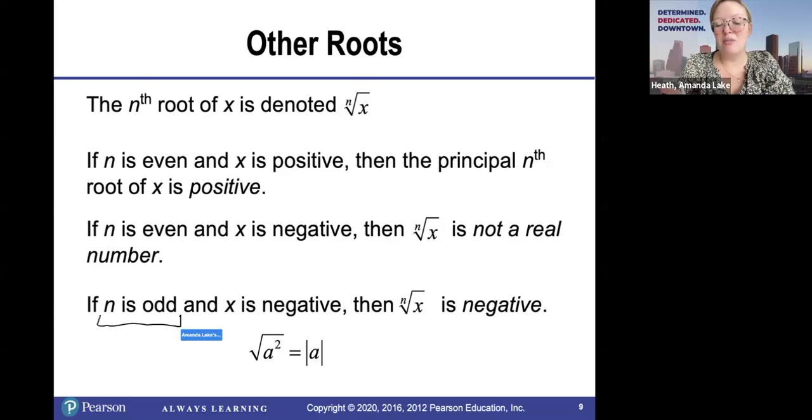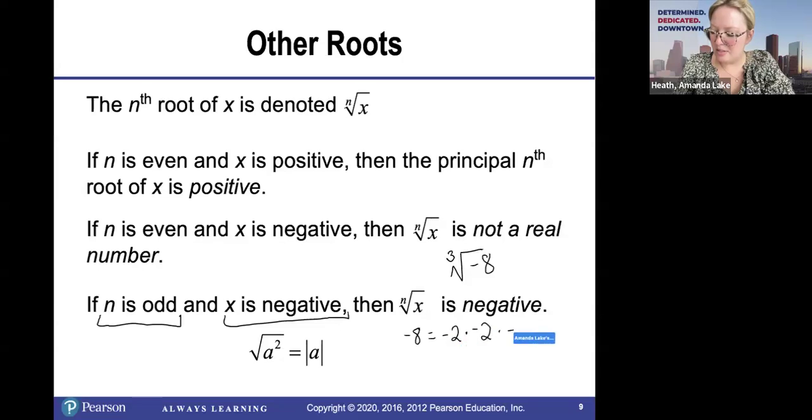If n is odd, however, we can have the nth root if the number under the radical is negative. So for example, the cube root of -8 we can get by saying -2 times -2 times -2, or -2 cubed. So the cube root of -8 is -2, because if we multiply it by itself 3 times, we do indeed get the number we were looking for.